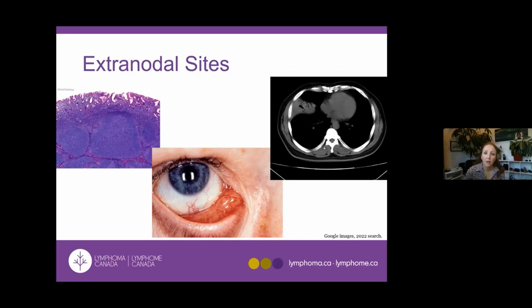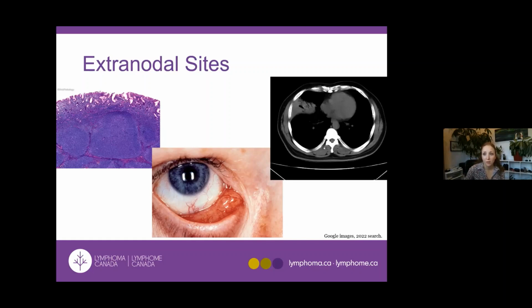In the bottom is the ocular adnexa, so you can see the lump and redness that's there. And then in the top right is a CT scan of the lungs, so you can see that there's normal lung tissue, and then in the one area there's an obvious mass that shouldn't be there.